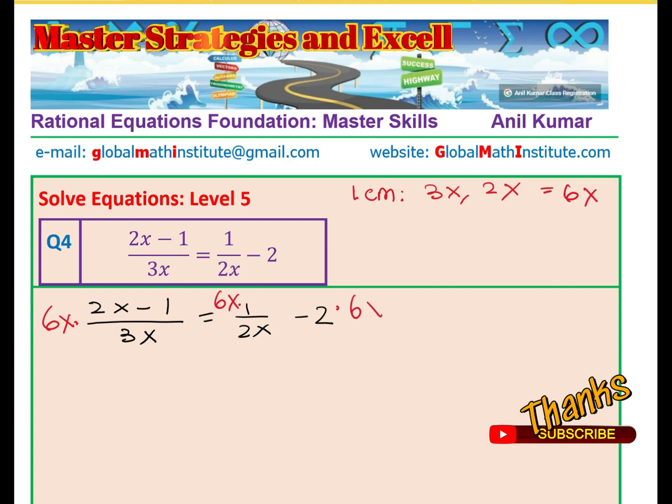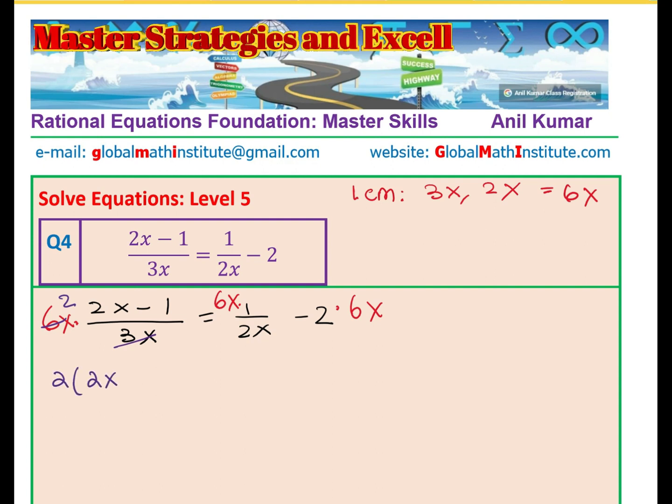So you can do this. It helps you to think. Right. So when you do that, 3x will go 2 times, right? And so you have 2 times 2x minus 1. And this gives you 3 because x and x cancel. And this gives you minus 12x.